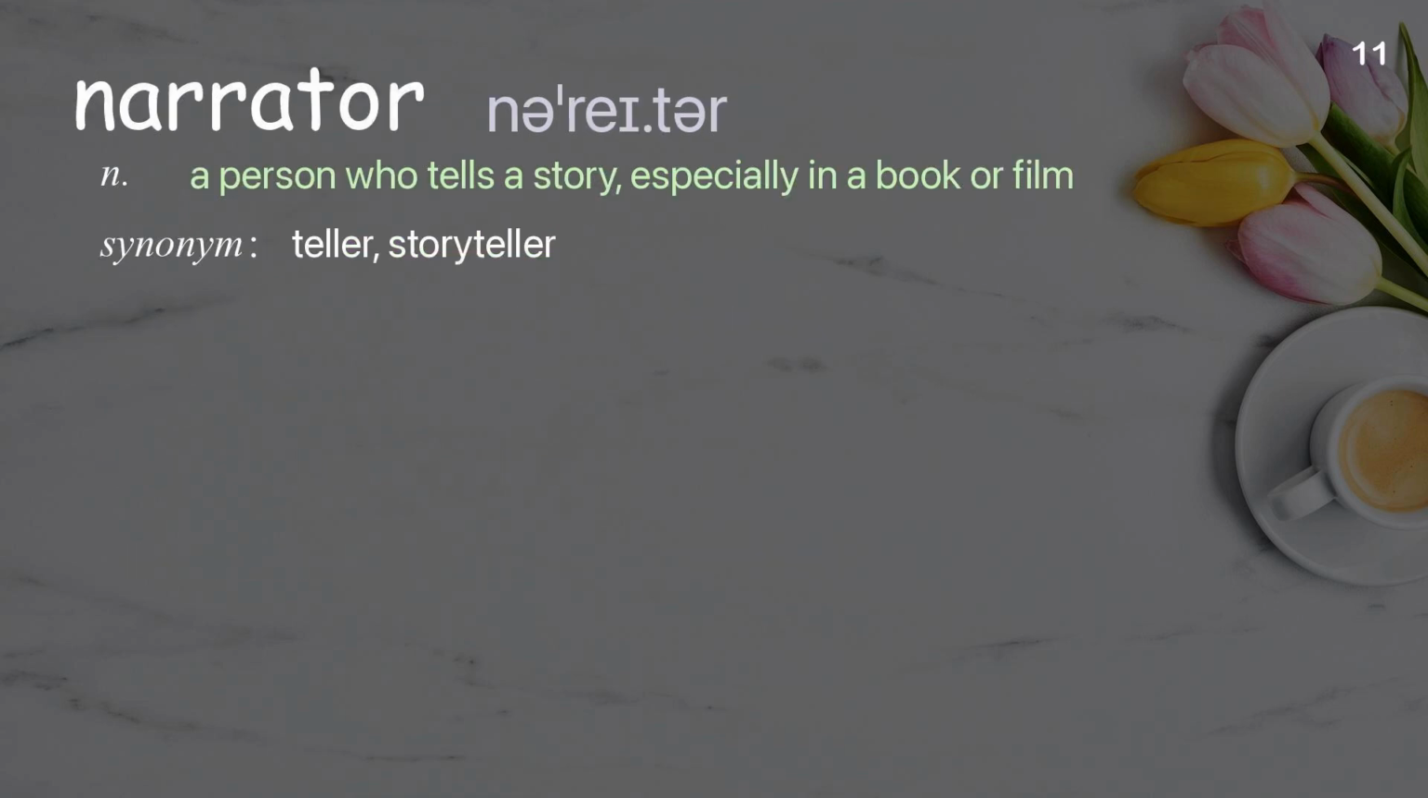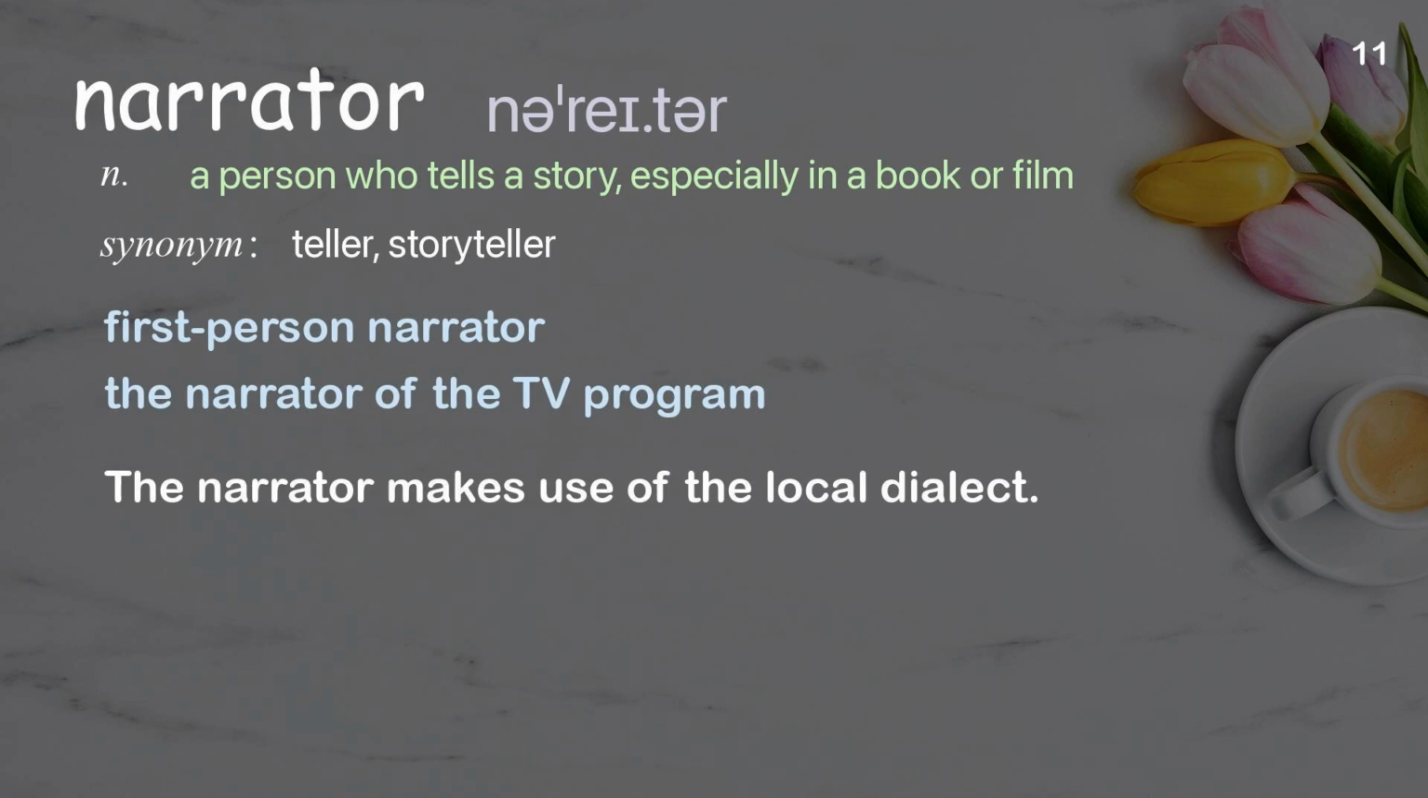Narrator. A person who tells a story, especially in a book or film. Examples: First-person narrator. The narrator of the TV program. The narrator makes use of the local dialect.